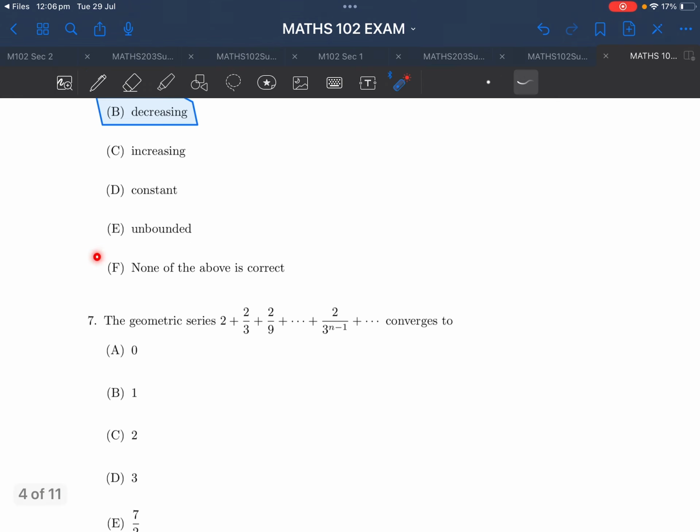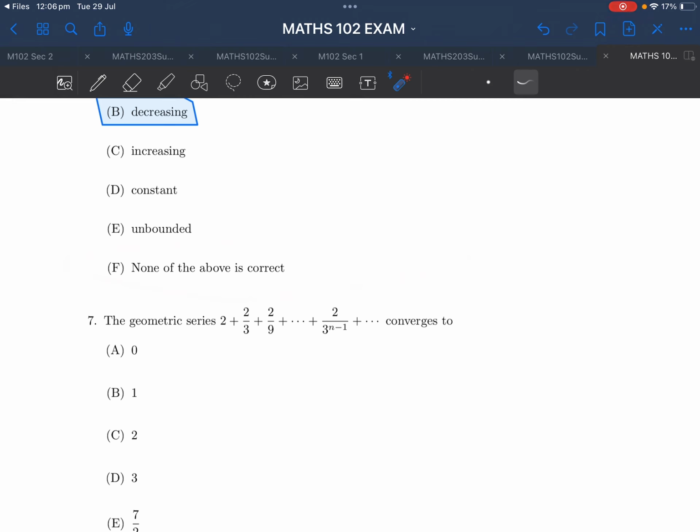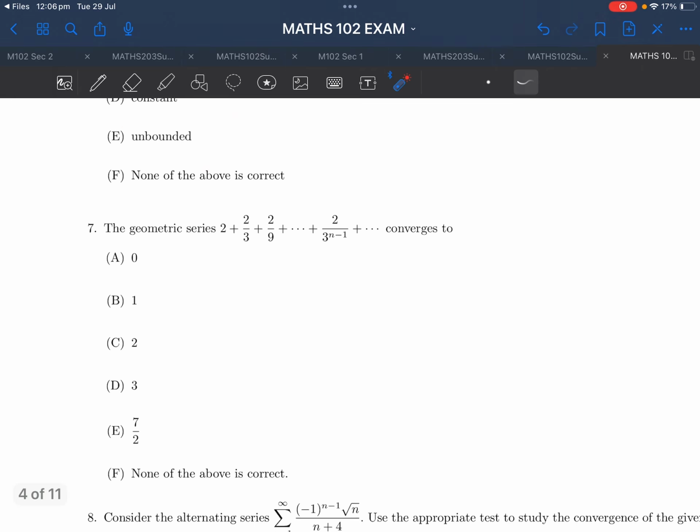Next, of course, somebody can also claim this is none of the above because he thinks that this is convergent. So this example is not a good one for multiple choice because it could be confused as none of the above because it's convergent, but also it is decreasing. So we have to be careful with this one here.